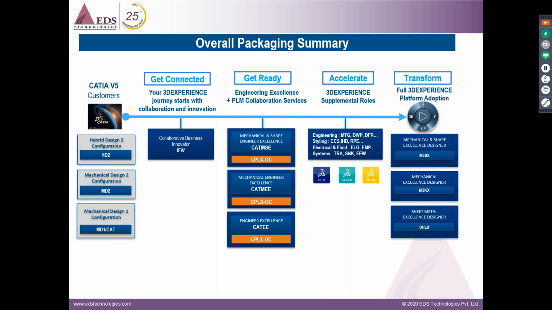Secondly, if you want to directly transform from CATIA V5 to CATIA 3D experience, you have packages like SHLX, M3KX, and M3SX. These are the mid-market offers, which are equivalents of MD1, MD2, and HD2. And you can directly migrate your existing V5 application to CATIA 3D experience using this offer. So these are all part of a connected engineering approach. You can either get connected and get ready, or you can directly transform your business into the digital journey using this connected engineering approach.